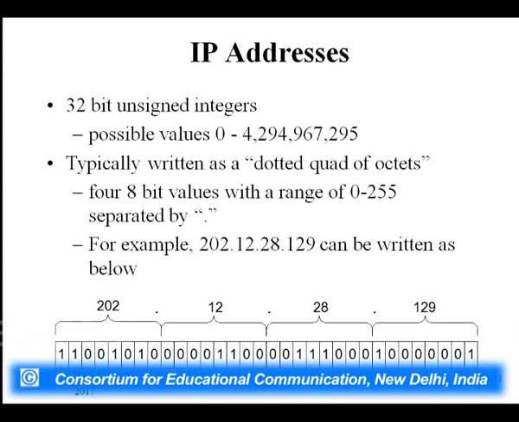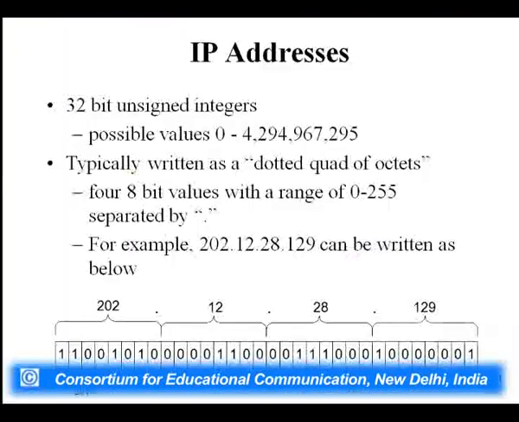Like, see, 202 is the first 8 bits, then dot, then 12, the second 8 bits, then dot, then 28, the other 8 bits, then the last 8 bits, whose value is 129. So these four octets are separated by dots. That is how the IP address is written. And if you look at it, 202 in binary is represented as 11001010. And then the next 8 bits, the next 8 bits, the next 8 bits. That is the value of each 8 bits: 202, then 12, then 28, then 129. And this is how the IP address is written.